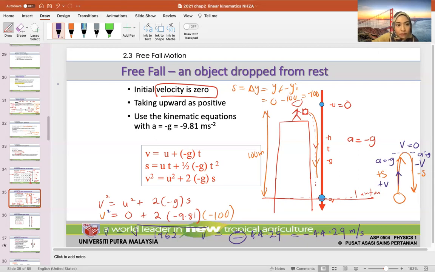Use the first one. Okay, kita akan cuba.